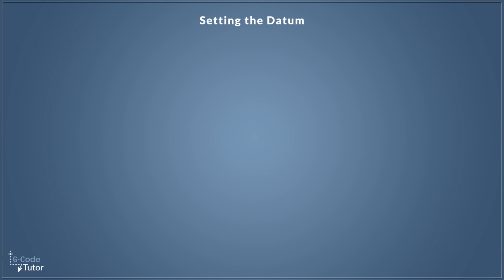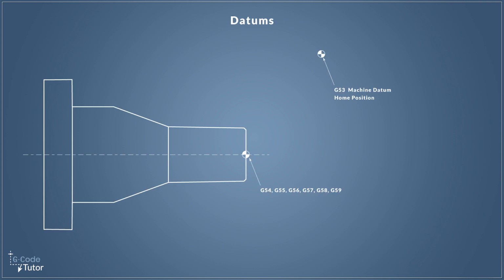Now, before we go any further in this course, we need to learn about setting our datum and how our datums work. So in this lesson, we're going to take a brief look over how the datums work and how we can set it by using G-code as well as using the controls of our machine.